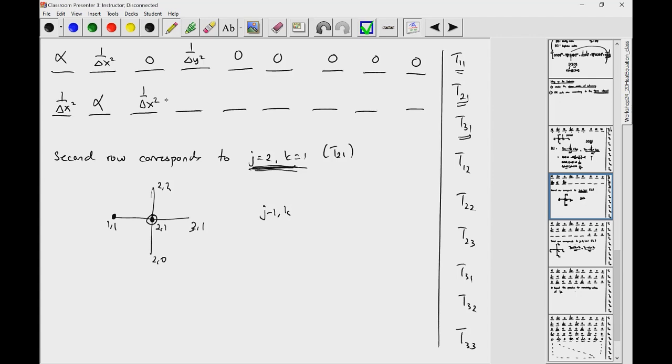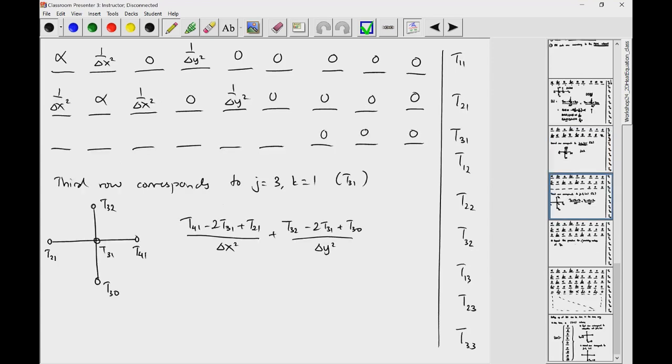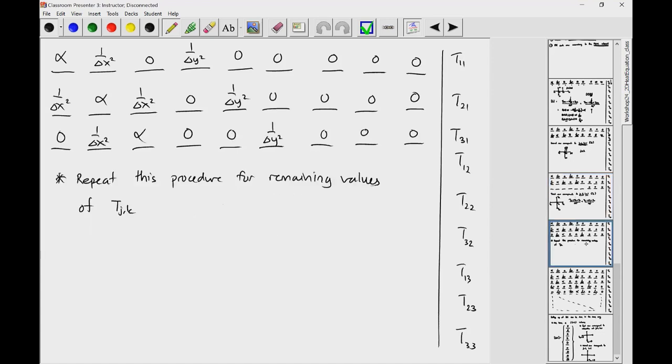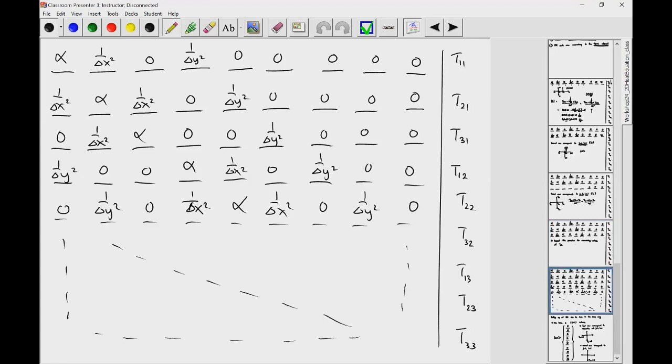So from here, you can actually set it up very easily. You can see for T12, it is not in our stencil, so it is 0. For T22, it will be K plus 1, so it will be 1 over delta Y squared. And you find that the rest are going to be 0. You can effectively do the same thing for J3, K1, fill in your row for the third row, and repeat this for all the remaining stencils. Finally, you should end up with a system matrix that is 9 by 9 to correspond to the column vector of 9 unknown values.